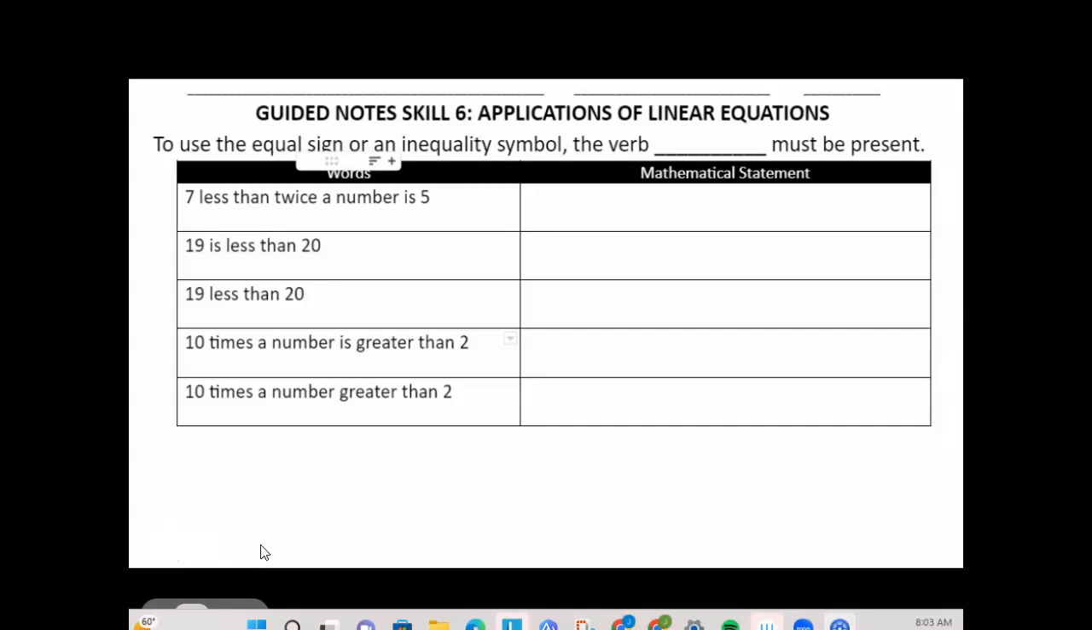All right, everybody, welcome. Today we're going to work on applications of equations. All of our equations today are going to have words that we're going to have to translate into equations. So let's get started.